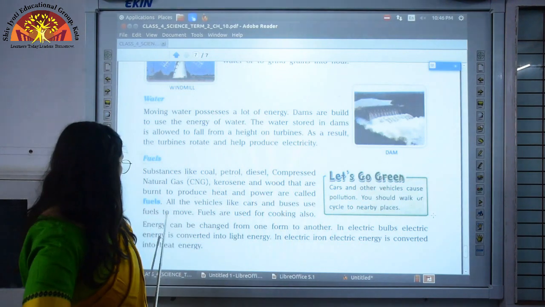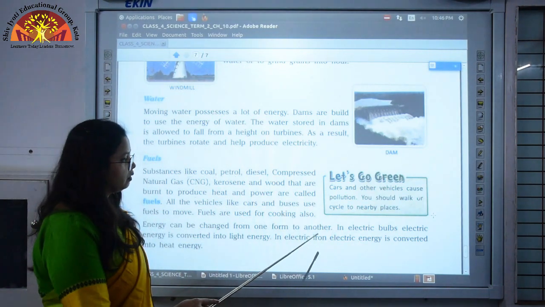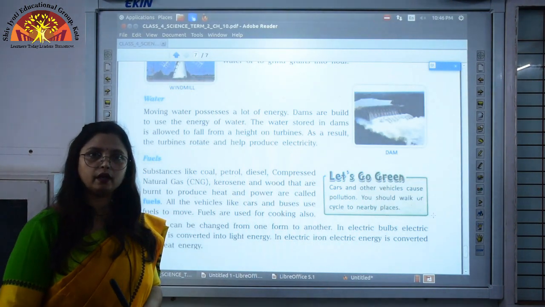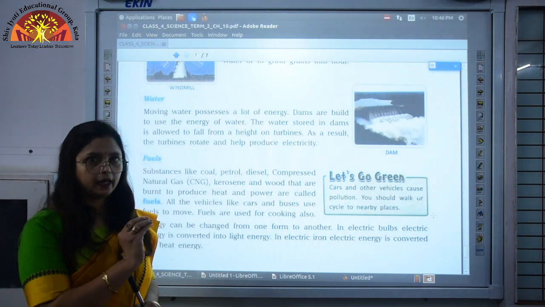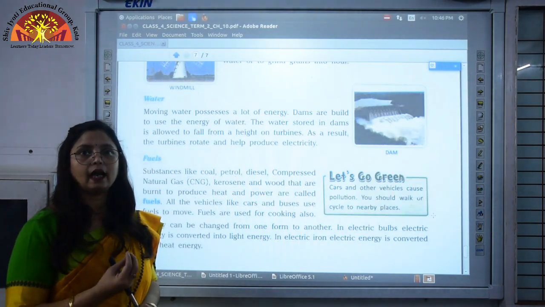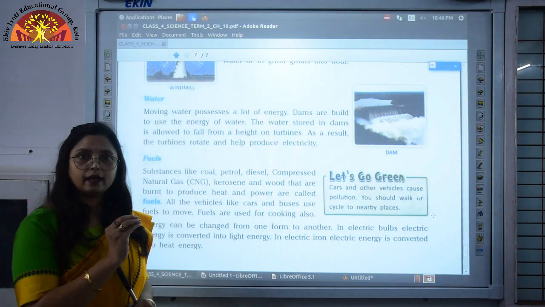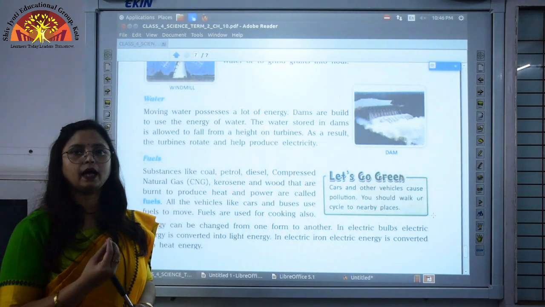Now children, energy can be changed from one form to another. Now, some of the examples here are in electric bulbs. So, what happens over here in electric bulbs? When we switch on the electric bulb, then what happens? It lights up. How does it light up? When we switch on the electricity, the electrical energy gets converted into light energy and the bulb lights up.